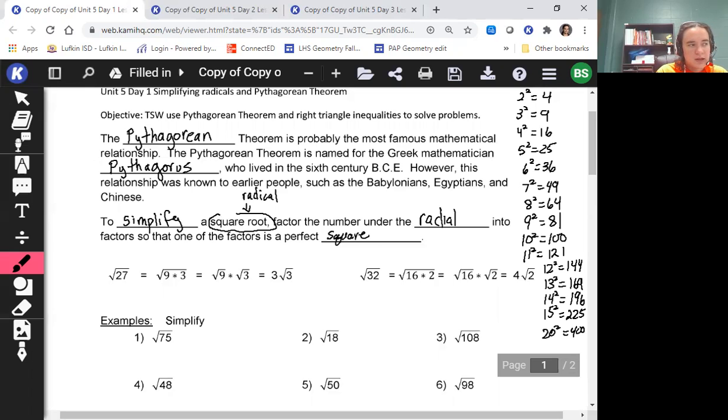So we've got examples here of what I mean by factoring into a perfect square. You take 27 and you factor it, and it factors to 3 and 9. 9 is our perfect square, so we take the square root of 9 times 3, break it into two separate things, and the square root of 9 is 3 because 9 breaks down to 3 squared, which is 3 and 3. So one of those 3's comes out of the radical.